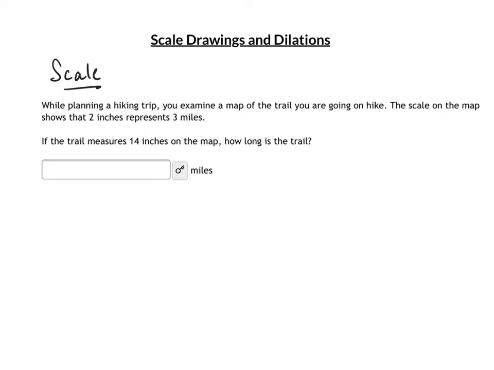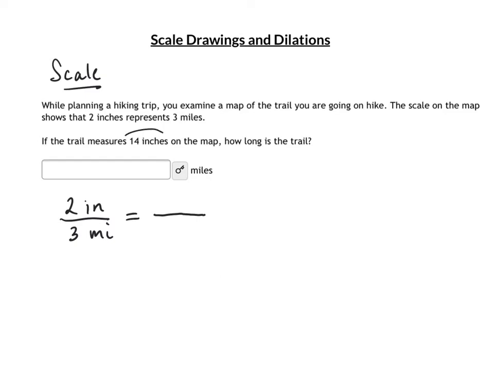In planning a hiking trip, you examine the map of the trail you're going to hike. The scale on the map shows that 2 inches. Now, the units are different. I need to label the units. 2 inches corresponds to 3 miles in reality. If the trail on the map is 14 inches, the important thing when I use scale is that I put the same unit in the same position in the fraction. As long as you label your units and put the corresponding unit in the right spot, it will work.